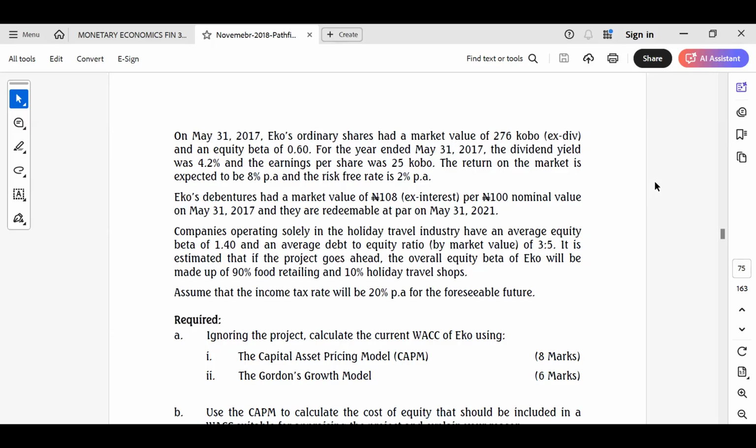Good. Thank you. Now, let us look at how we can solve this question. We are starting from A, Roman figure 2, which is using the Gordon growth model. So what are they asking us to calculate? They are asking us to calculate WACC.